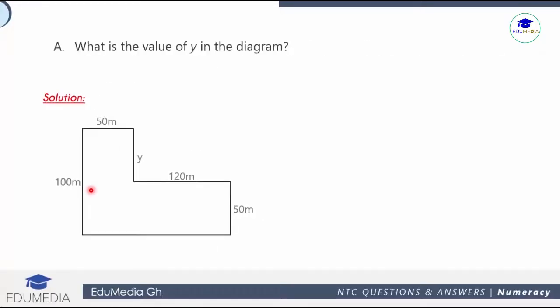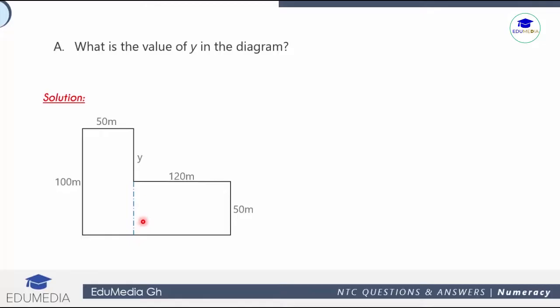Now we have it. The first aspect says what is the value of y in the diagram. So this is y here, they're asking us for this value. We know 100 meters, 50 meters, y, 120 meters, and then this is 50 meters also. You don't know the value of this aspect as well. Now, using comparison, we can say that this line here is the same as this line here. The 100 meters here is the same as from here, y, all the way to this point.